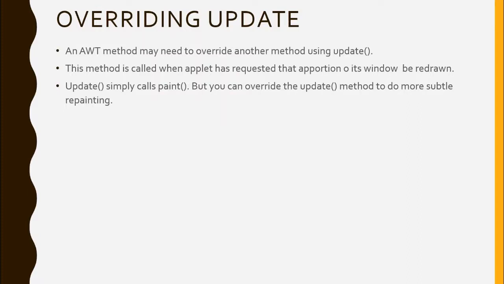Overriding update. An AWT applet may need to override the update method. Basically, if you want to update more than what paint wants to do, then you override the update method so that it can do that apart from what it's supposed to do in paint. You can call the update method.